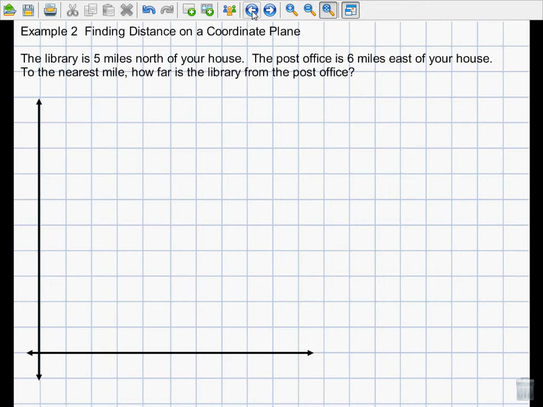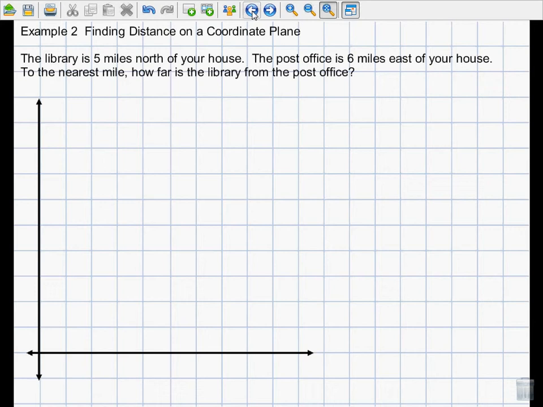Okay. So the library is 5 miles north of your house. The post office is 6 miles east of your house. To the nearest mile, how far is the library from the post office? Now I want to show you how you can make this an actual triangle, right triangle, on a coordinate plane, okay?